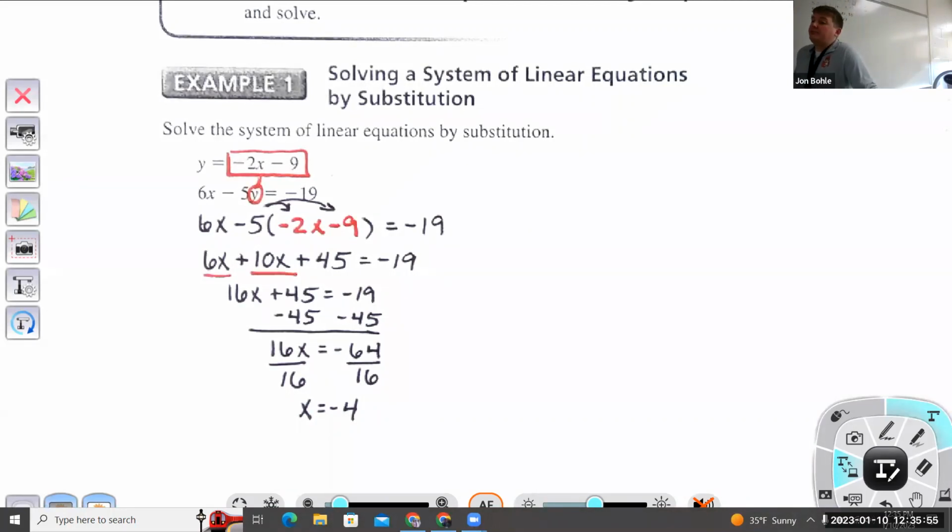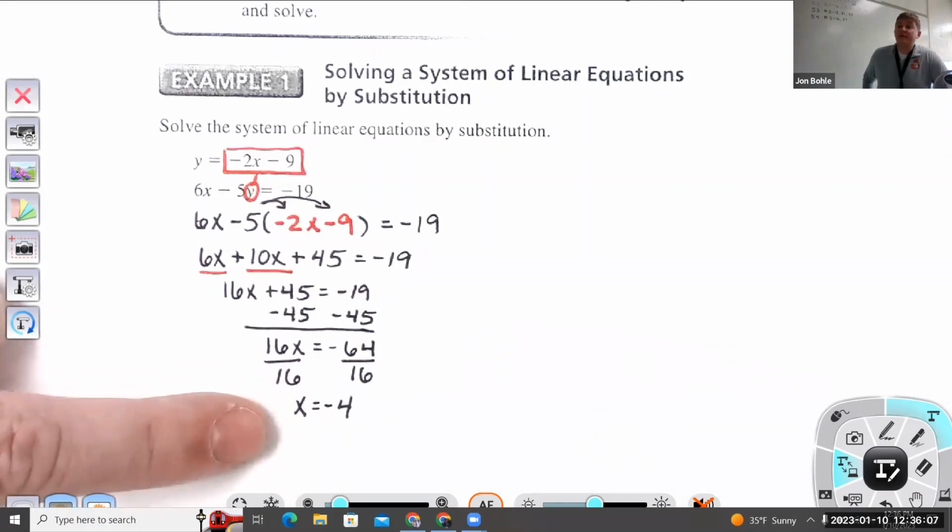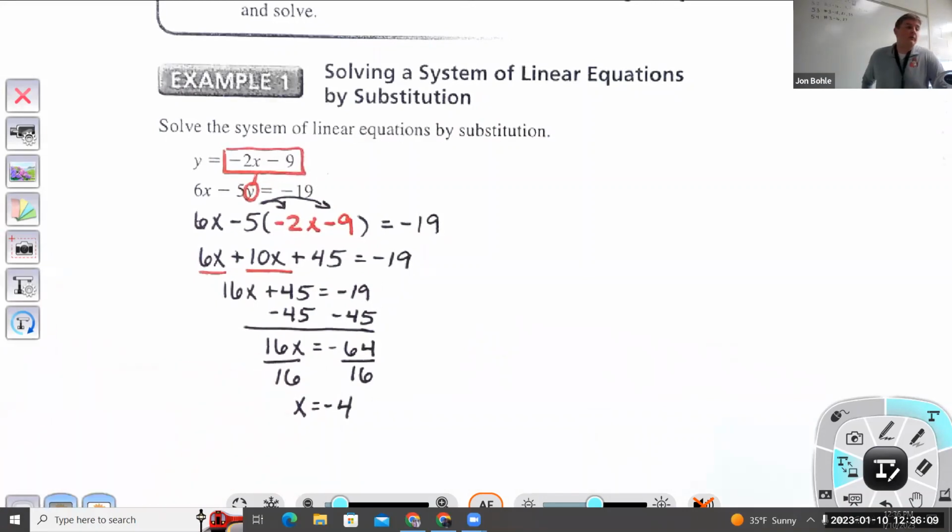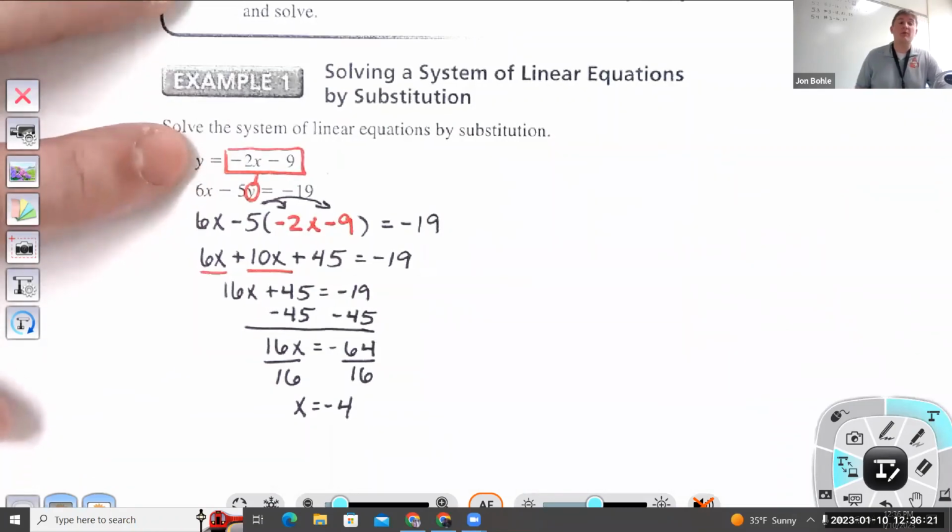Okay, my guess is most people's intuition is that we're done with this problem, but we're not. Because remember, when I'm trying to find where they cross, I need an x value and a y value. So knowing that x is equal to negative 4, how can I find the y value? I can replace all x's with negative 4. Does it matter which equation I use? It does not. My suggestion is whatever you boxed in will tend to be the easiest.